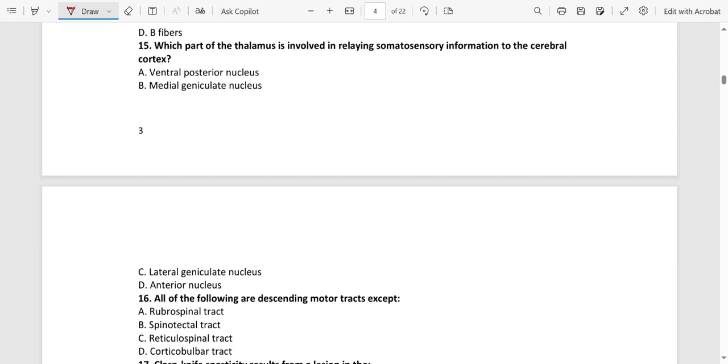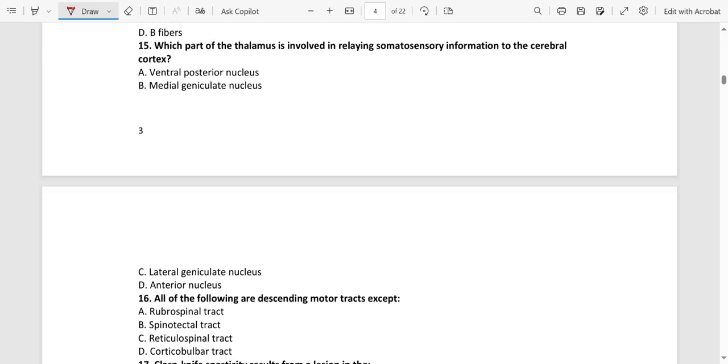The ventroposterolateral is the information that is coming from the rest of the body via the spinothalamic and the dorsal column. The medial geniculate nucleus, we will understand it when we discuss the auditory, the hearing mechanism. It will relay information, sound basically, from the inferior colliculi to the auditory cortex.